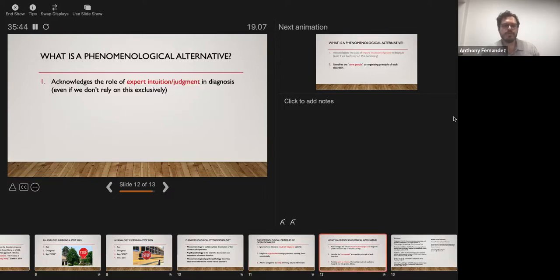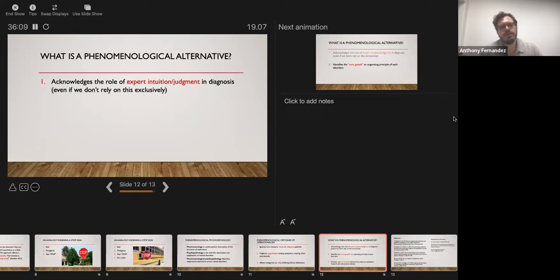So they do present a kind of alternative. One thing to keep in mind here is that there is no competing phenomenological manual for classification or diagnosis. We don't have anything like that. But there are at least some suggestions in some of this literature about what such an approach should look like, or at least what role phenomenology should play in an alternative approach to classification.